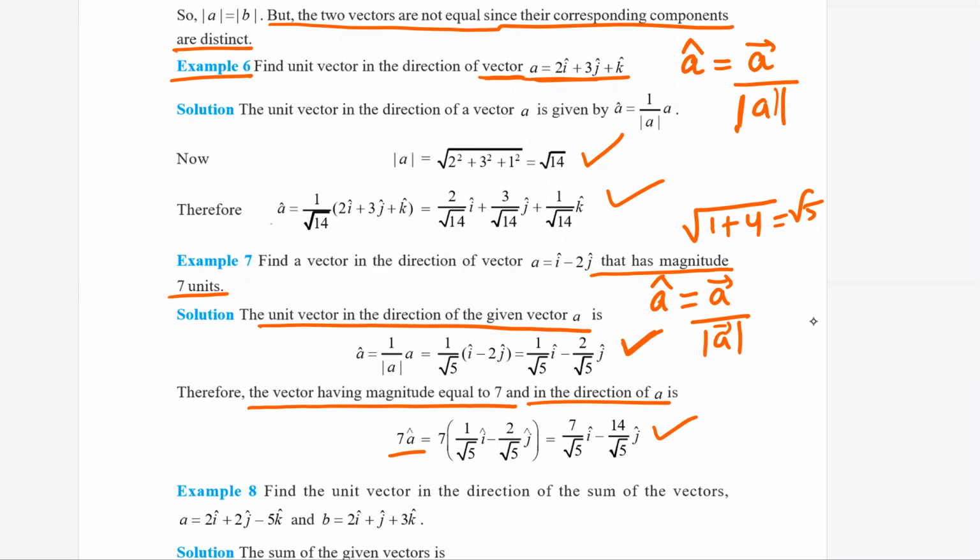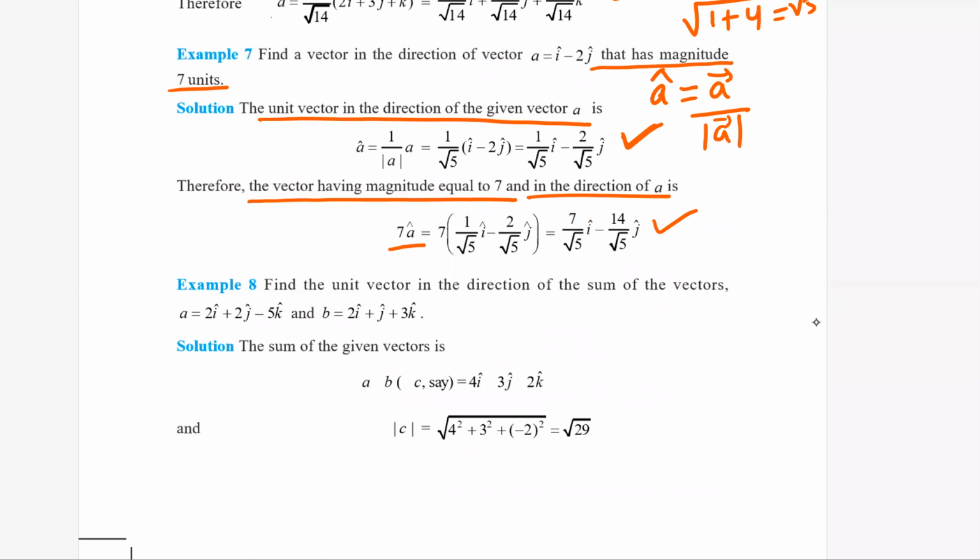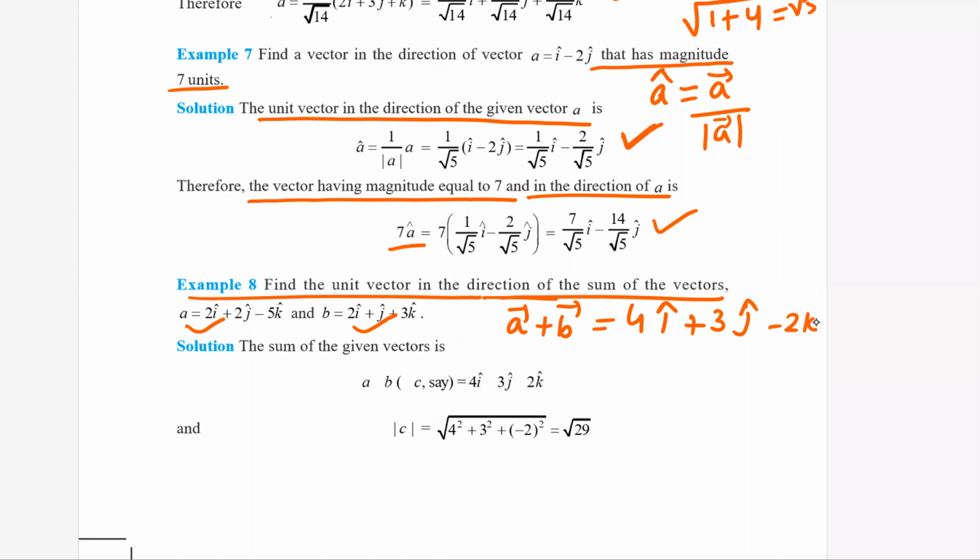Then the next question, example 8. Find the unit vector in the direction of the sum of the vectors. First of all, we'll find the sum of the two vectors, vector A plus vector B. That will be equal to 4i plus 2 plus 1, 3j minus 2k. Now we have to find the unit vector. Let this be vector C. So the unit vector for C will be equal to C upon modulus of C.